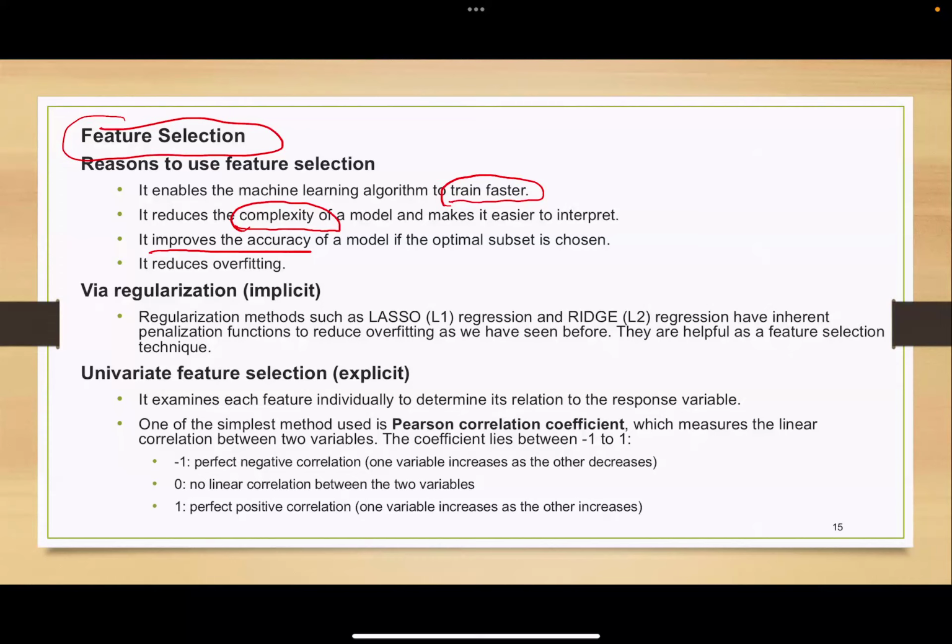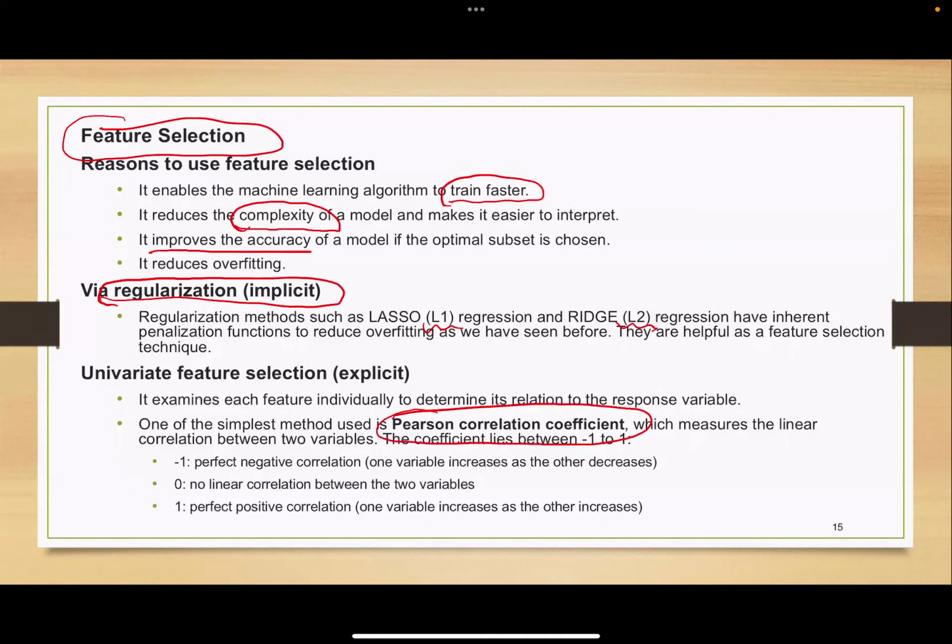And then there's another way to do feature selection via regularization. We've also talked about this in linear regression. We have L1 regression, L2 regression. They can mitigate the influence of the unrelated features. So that's a kind of regularization. And then today we are going to talk about another one, which is called the Pearson correlation coefficient.